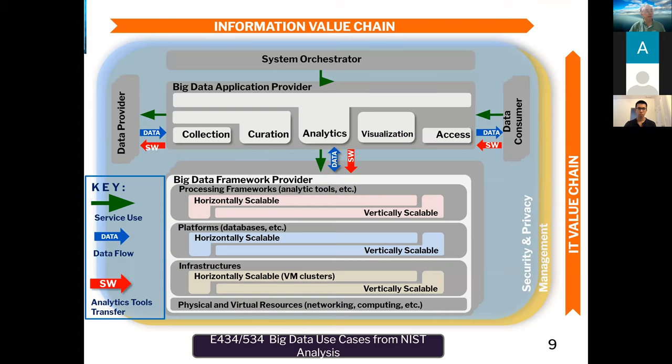And here is that same thing drawn out in a little more detail. Here we have the actual machines arranged into clusters. And there are two terms from cloud computing: horizontally scalable, that means lots of machines, and vertically scalable, which means a very powerful individual machine. And we have platforms like databases and MapReduce. We have processing frameworks like Spark. We have infrastructures like clusters. And then we bring together the collection of the data engineering needed to process the data, the analytics and the visualization, and then we have to access the data. And here is the data consumer, the user, and here is the data provider.